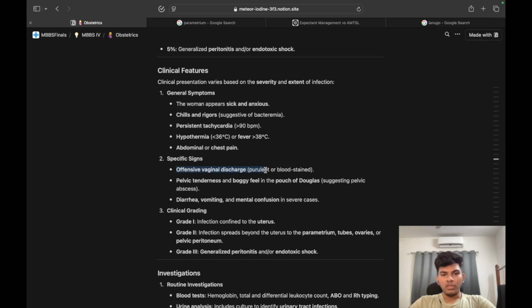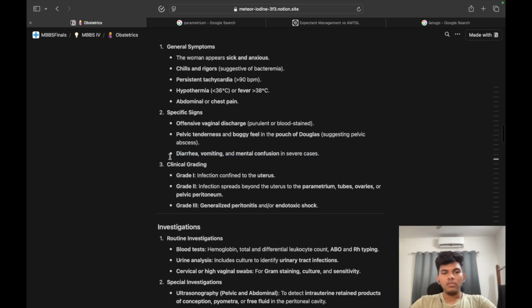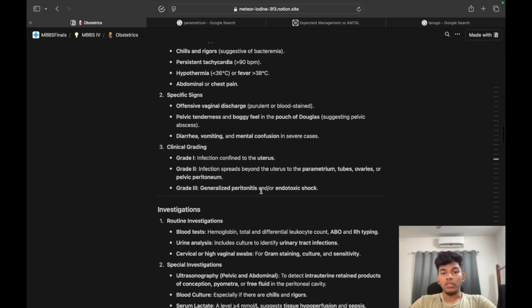Specific signs: offensive vaginal discharge, purulent or bloodstained. With that we know there is something bad going on down there. Pelvic tenderness and a boggy feel in the pouch of Douglas, suggesting pelvic abscess. We know the pouch of Douglas lies between the uterus and the rectum. Diarrhea, vomiting and mental confusion in severe cases. So these are the specific signs.